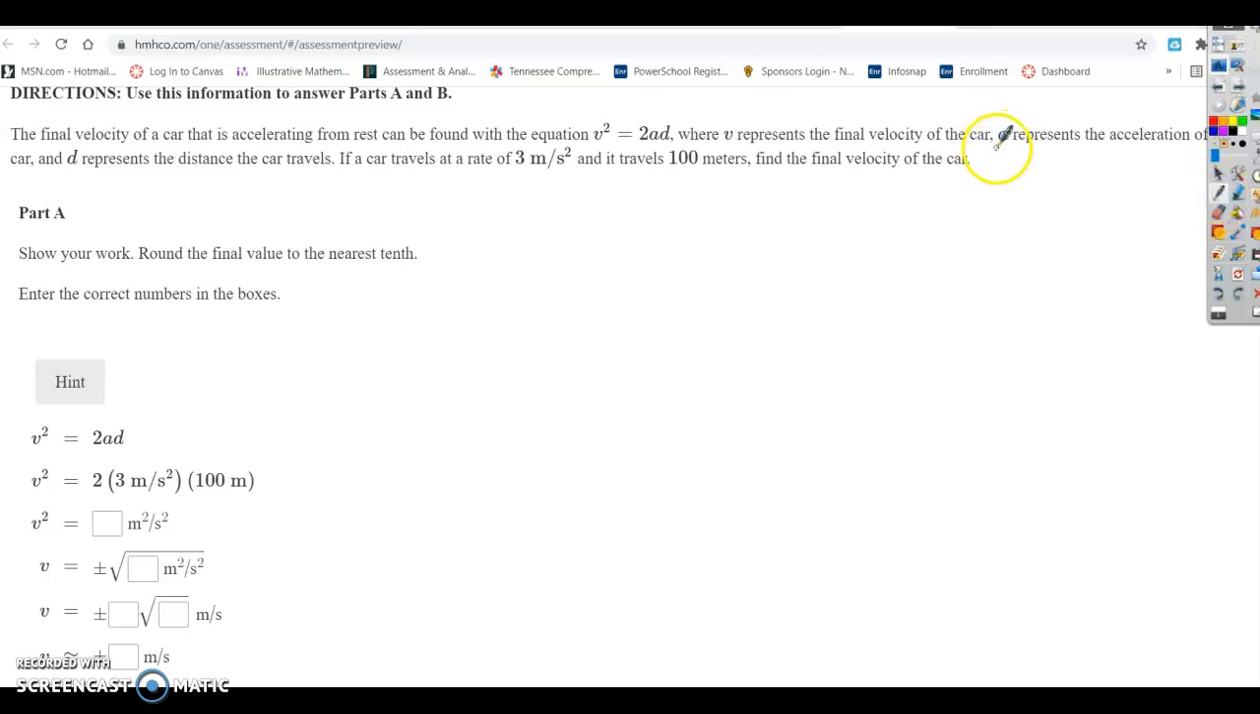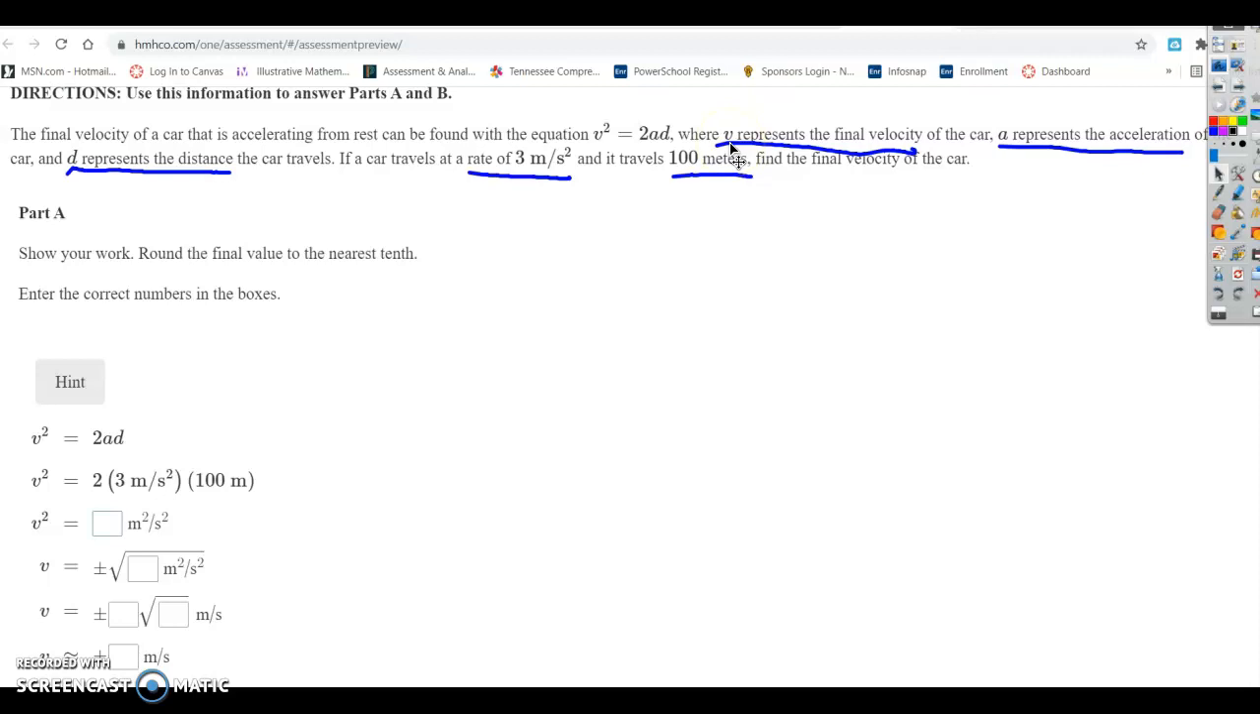So we know a is acceleration, v is velocity, and d is distance. We also know that it travels at a rate of 3 meters per second squared, and it travels 100 meters. If we come down and look at what we are given, it says v squared equals 2ad. That was the equation they gave us above. They filled in the 3 meters per second squared, and they filled in the 100 meters. So the a, acceleration, that's your rate, and the distance was 100 meters.